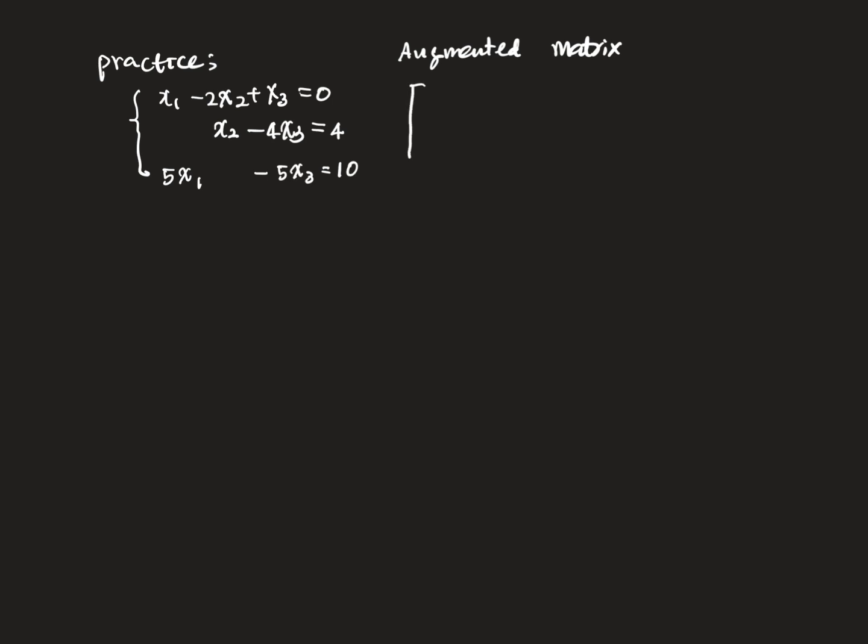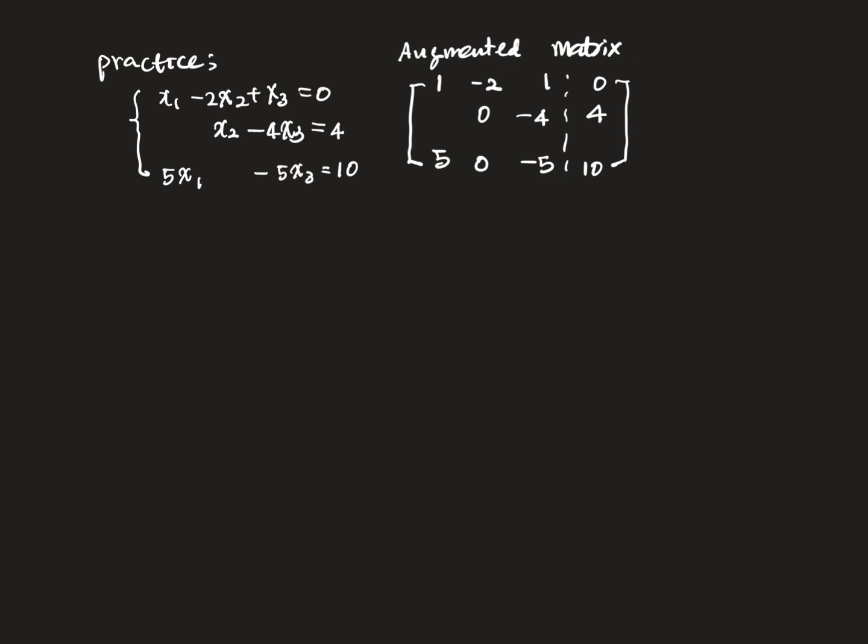What is the augmented matrix? So 1, negative 2, 1. That's the first row. Second row, there's no x1, right? 0, negative 4, and 4, right? Third row, 5, 0, negative 5, and 10. That's the augmented matrix. Guys, you got the same thing?